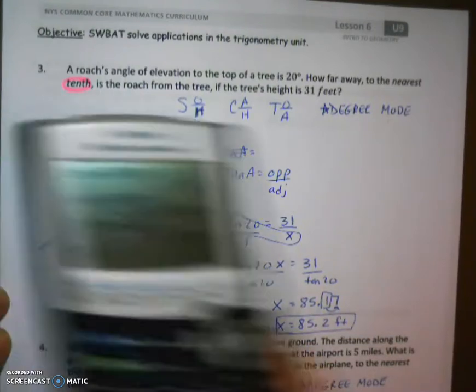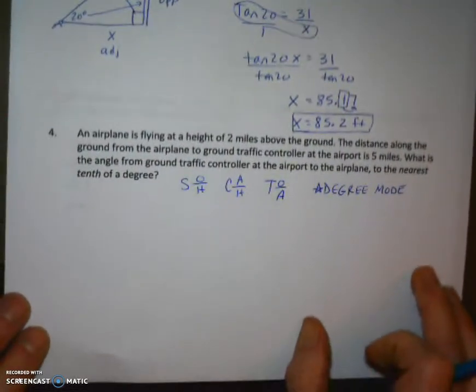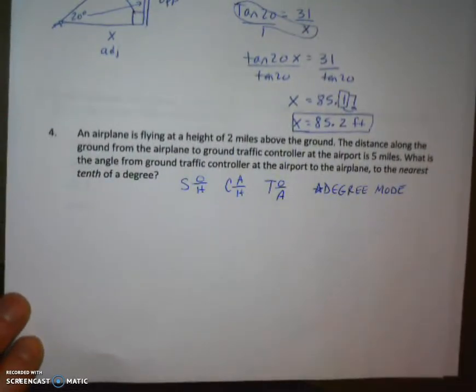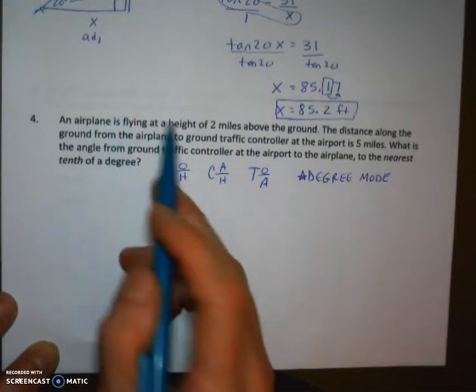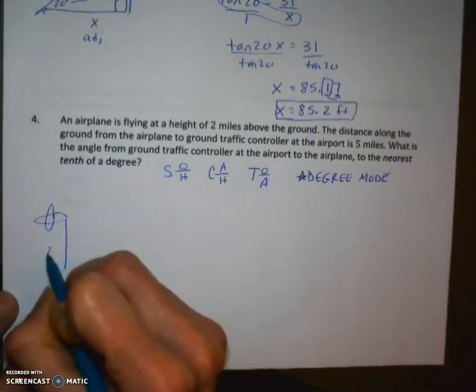All right, the next question. Remember, make sure you're in degree mode and write down your trig functions. And then we're going to draw a beautiful picture after you read the question. An airplane is flying at a height of 2 miles above the ground. So here's my beautiful airplane, and it is 2 miles above the ground.